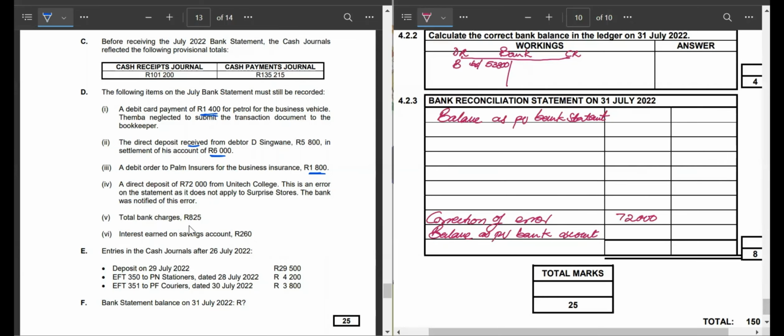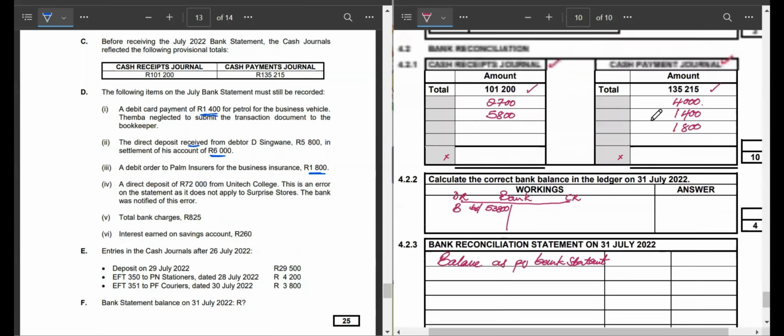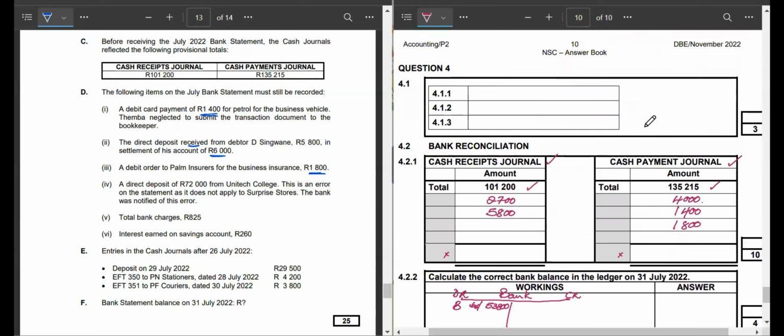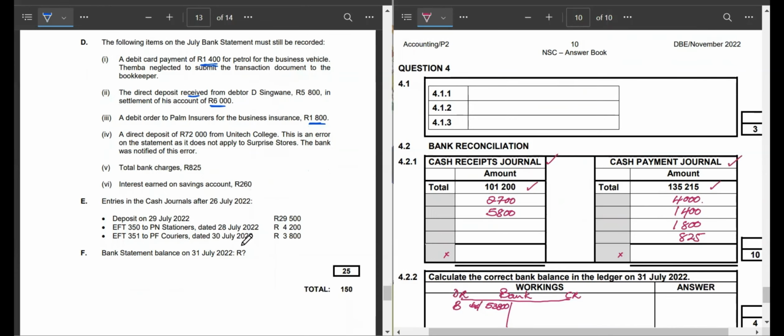Then information number 5 says total bank charges 825. That means I'm coming back to my CPJ, and I'm going to record my bank charges, which is 825. Then information number 6, interest earned on savings account, 260. So this is your interest income that comes to your CRJ. It is going to be 260. That is your interest earned.